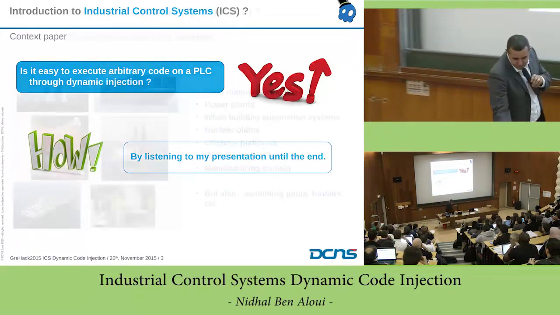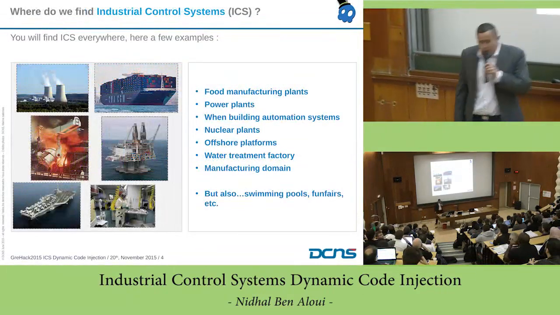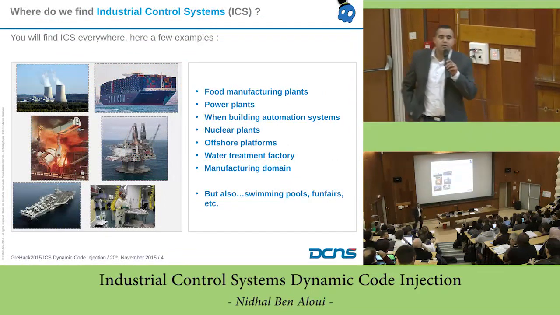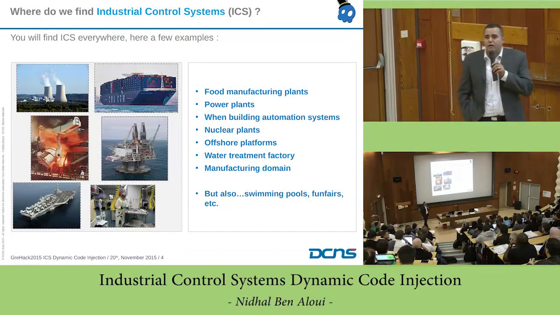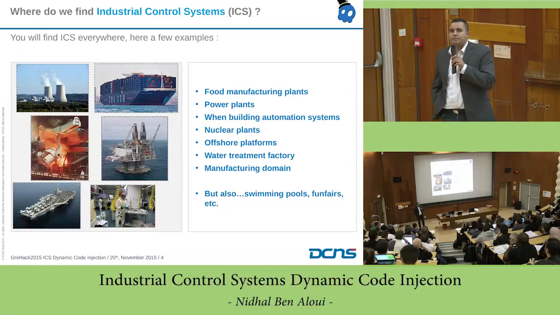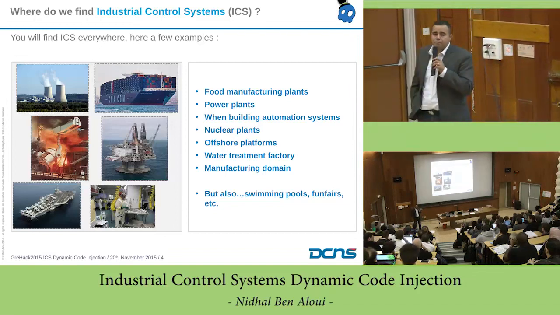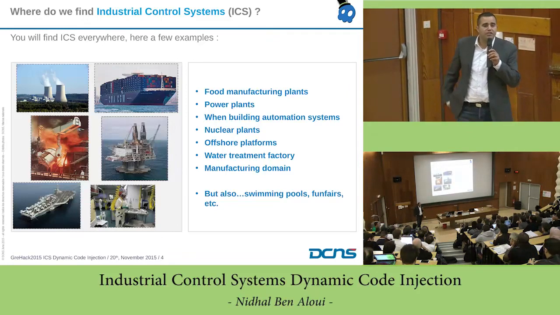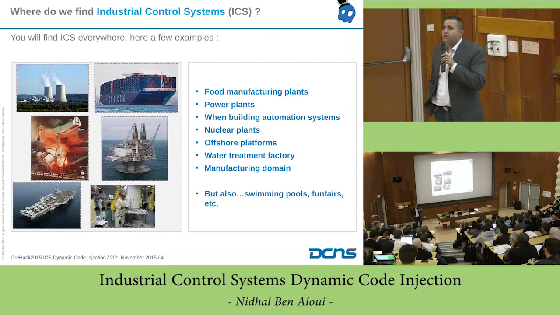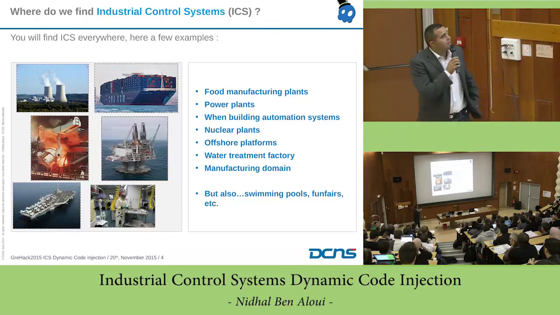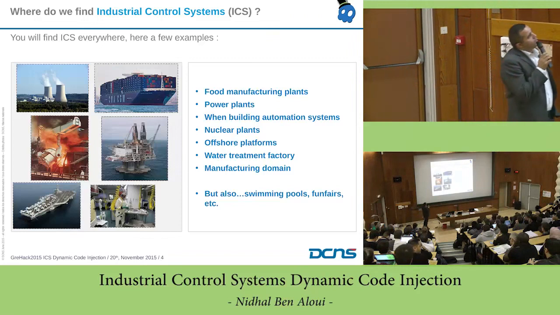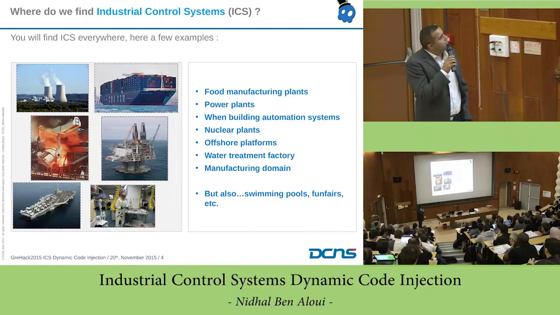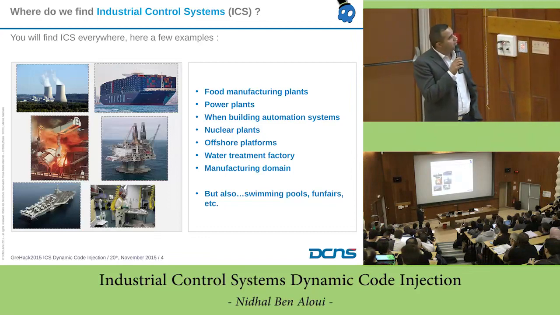So, where do we find the ICS and what is an industrial control system? The industrial control system, or SCADA, is a system which gives the possibility to communicate with some equipment by remote action, using a distant channel and a specific protocol. We can find ICS in many industries. I put here some pictures.